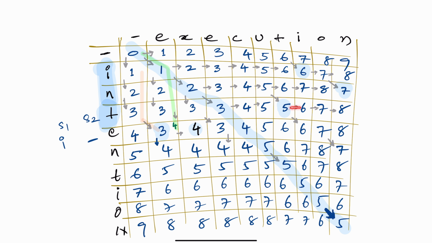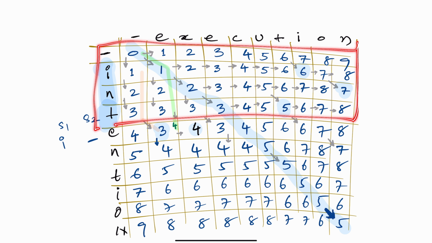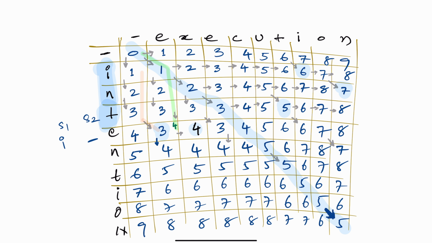For the rest of the things, yes, we require insert I, insert O, insert N. So I keep on incrementing. These are insert operations. So this is the final solution to convert INT into execution. We required a minimum of how many operations? 8 operations. In the same way we need to proceed.